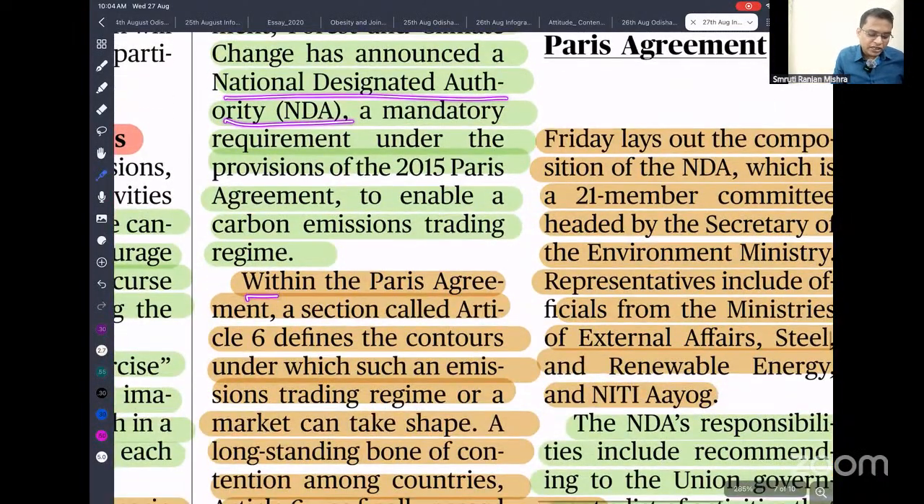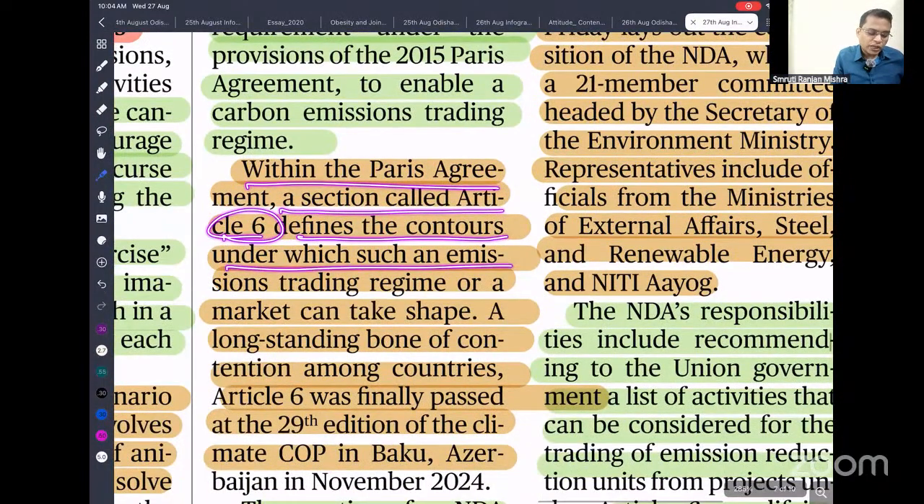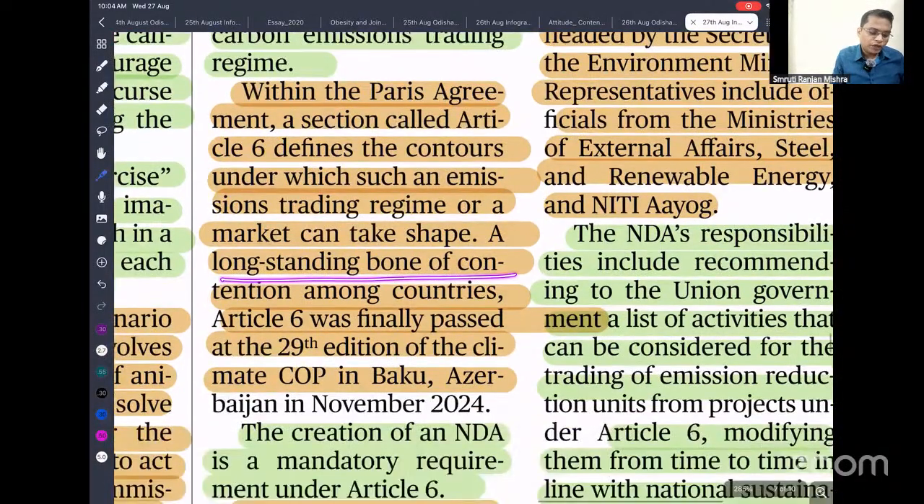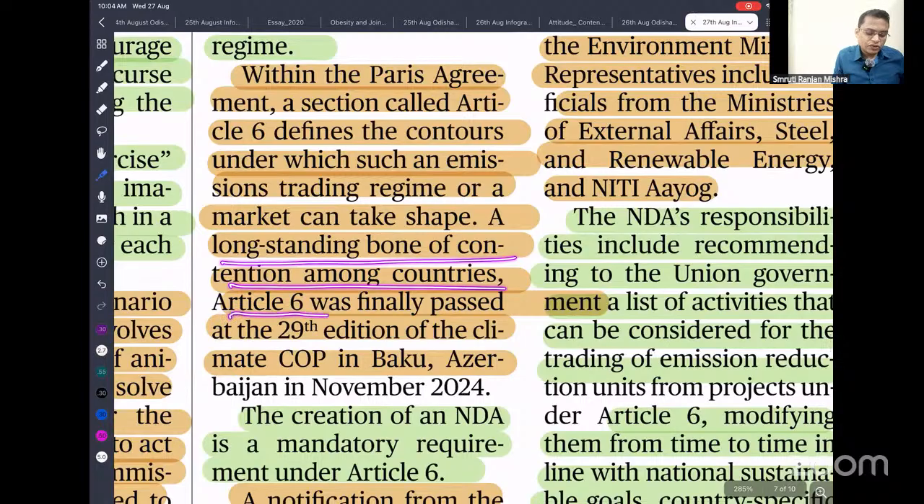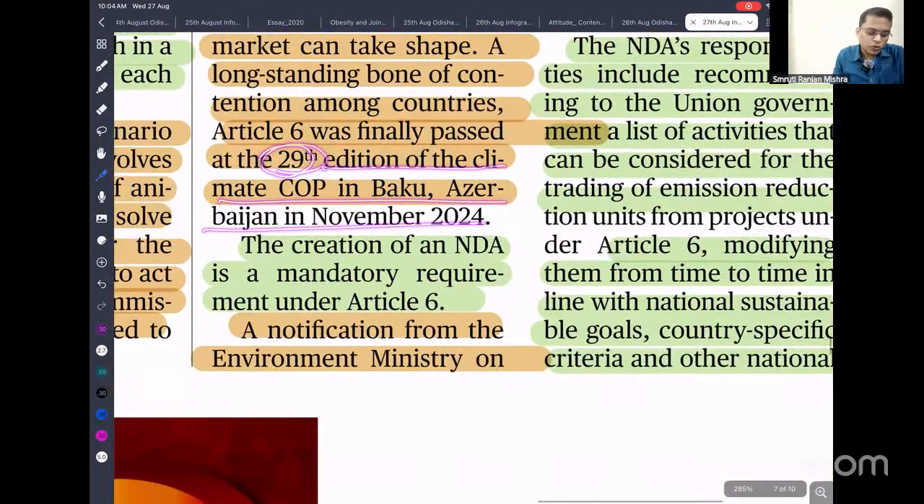Within the Paris Agreement, a section called Article 6 defines the contours under which such an emission trading regime or market can be taken up, a long-standing bone of contention among the countries. Article 6 was finalized in the 29th edition of the climate summit, which happened in Baku, Azerbaijan. So you have to remember that the 29th environmental summit happened in Baku, Azerbaijan. The creation of the National Designated Authority is a mandatory requirement under Article 6 of the Paris Agreement. You have to remember NDA, under Article 6, a mandatory requirement.